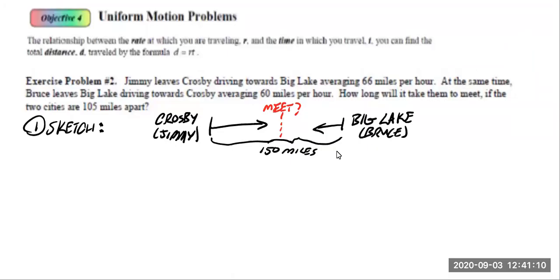All right, so the next type of application problem is uniform motion. Uniform motion is talking about things that are in motion. So relationships between the rate at which you are traveling, r, and the time at which you travel, t. You can find the distance d traveled by the formula distance equals rate times time. This is going to be an important part of the relationships that we're going to be using when we set these problems up. So distance equals rate times time. I'll write that a little bigger. That's a relationship, again, with uniform motion problems.